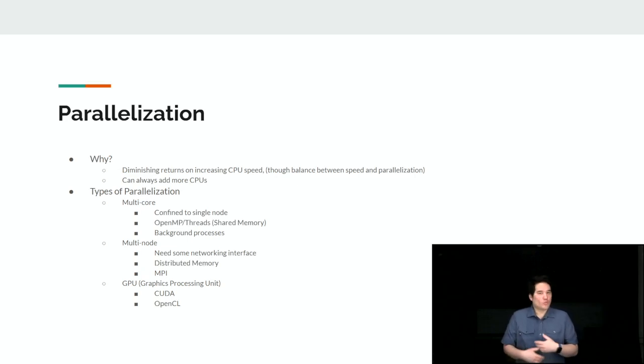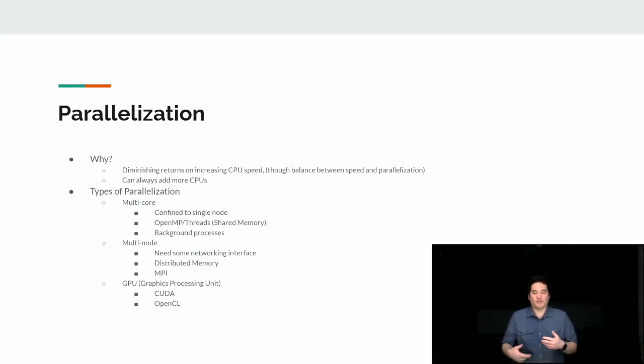So what are the different types of parallelization? Well, first there's multi-core. So this is confined to a single server. So you're not going to have any sort of network communication between this process and any other process. So it means it's confined specifically to a single node.